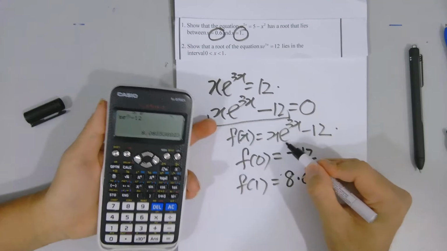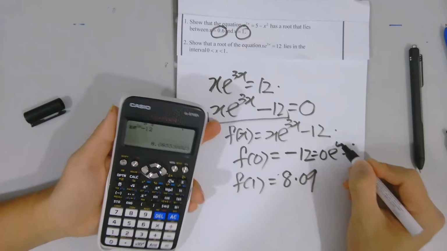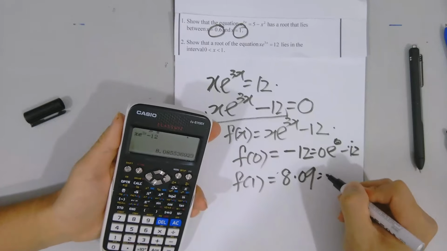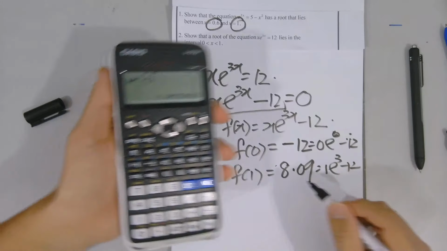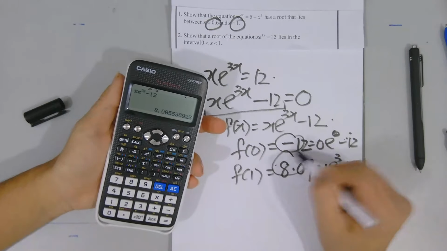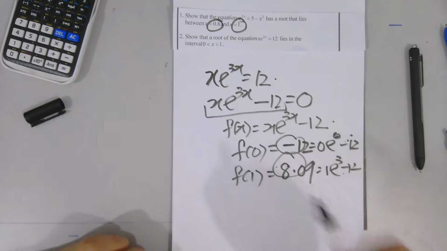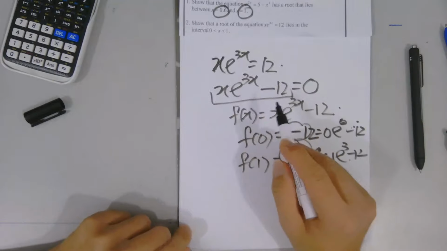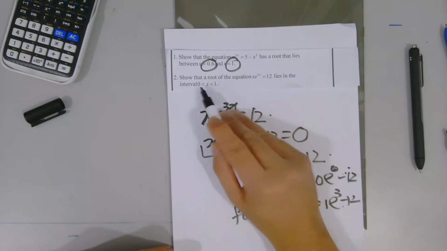You have to show your substitution steps. You have to show 0 e to the power 0 minus 12, and 1 e to the power 3 minus 12. So you're getting one negative, one positive. Change of sign, ada perubahan tanda. This shows that the equation has a root between 0 and 1.